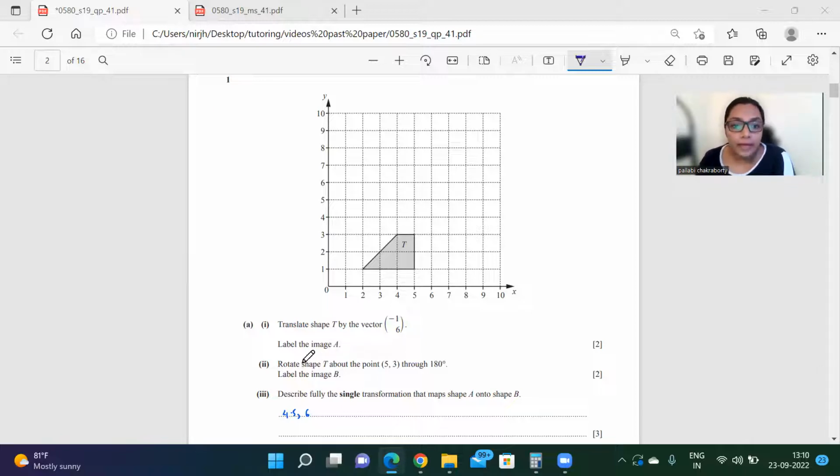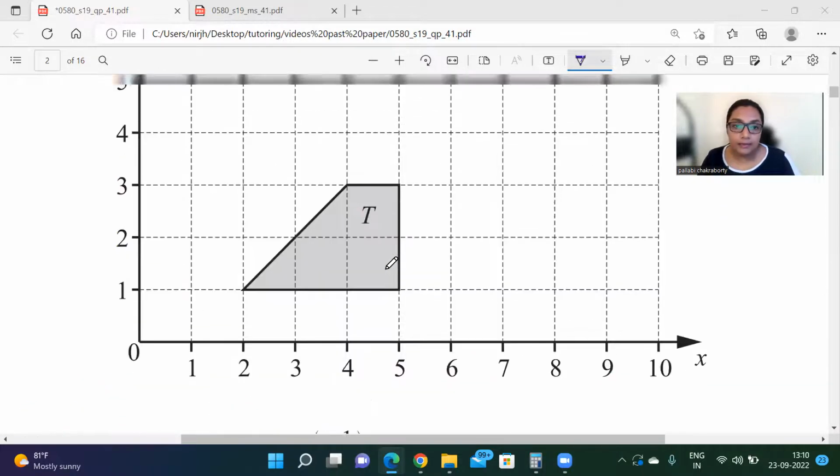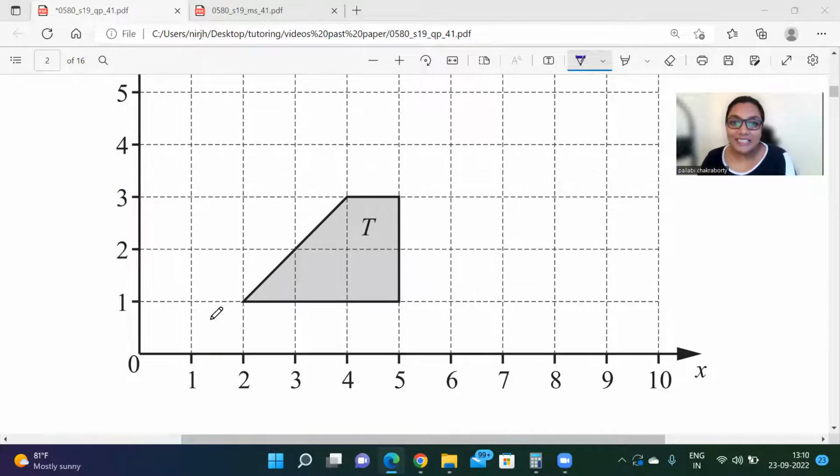So moving on, we have the first question which says translate. This is a shape which is given and you are required to translate the shape by a vector -1, 6. So first, let's name the points which we have on this shape. I'm going to just zoom in a little bit, so this becomes easier, isn't it?